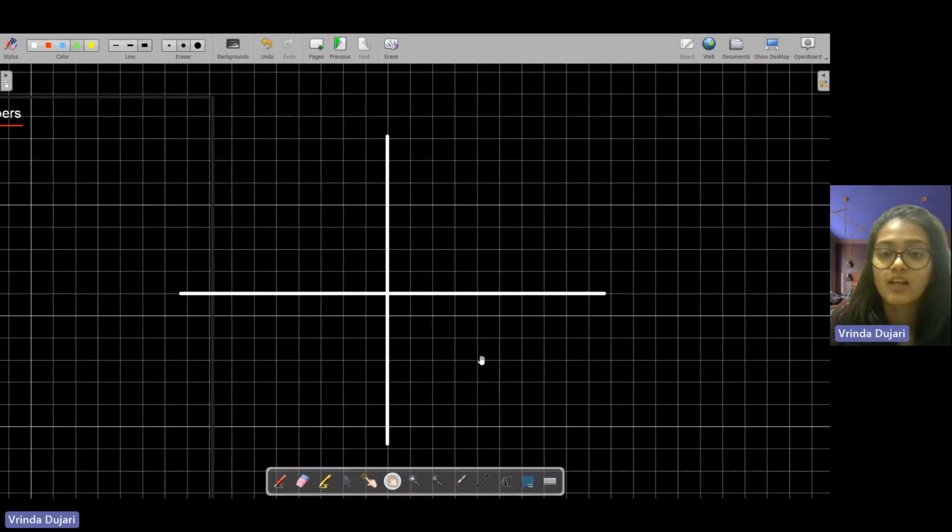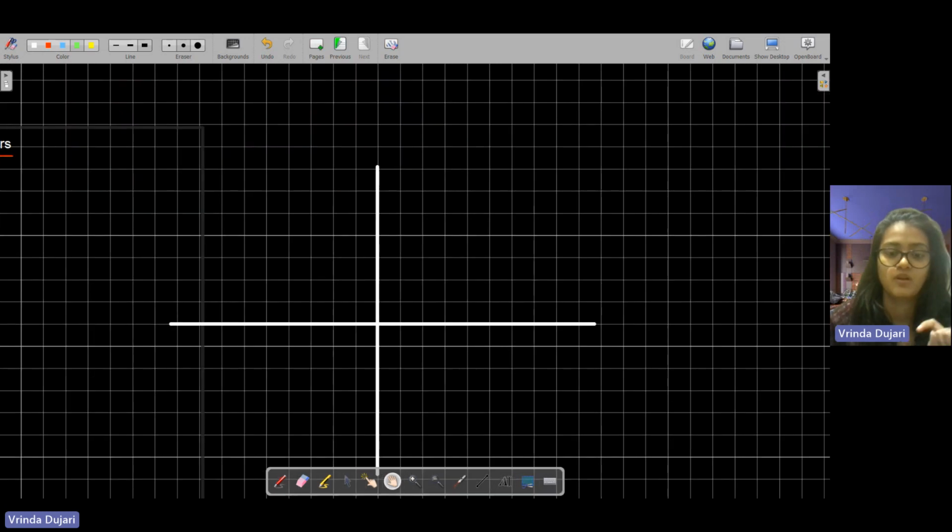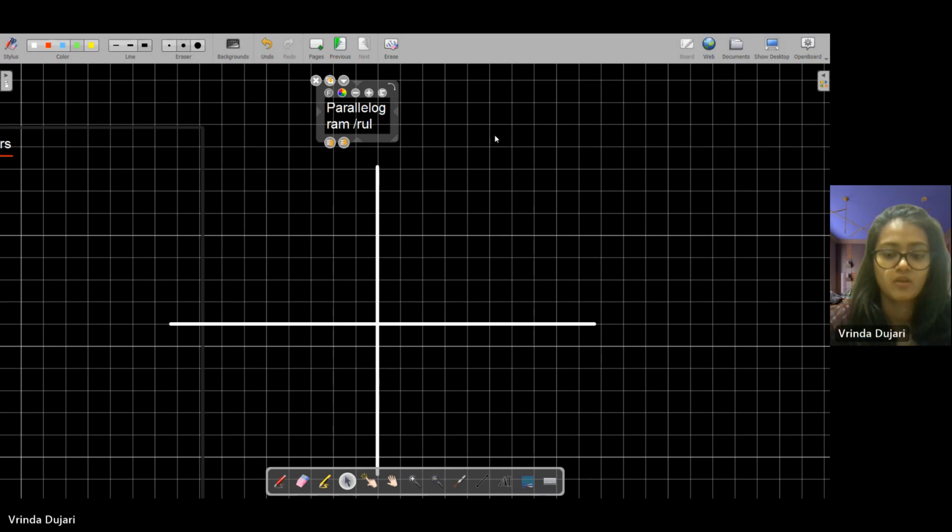Before we attempt this problem, first we will do what we did in the addition problem: the parallelogram rule for subtraction of two complex numbers. The rule that we did for addition, a similar rule we have for subtraction as well. So, parallelogram rule for subtraction of two complex numbers.